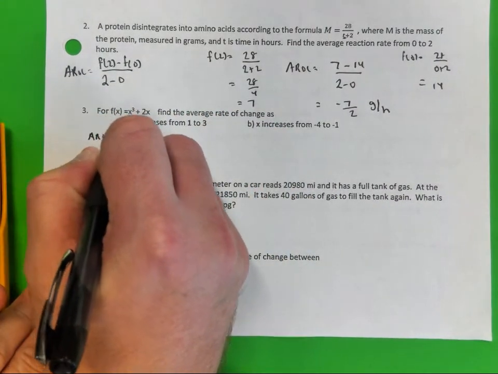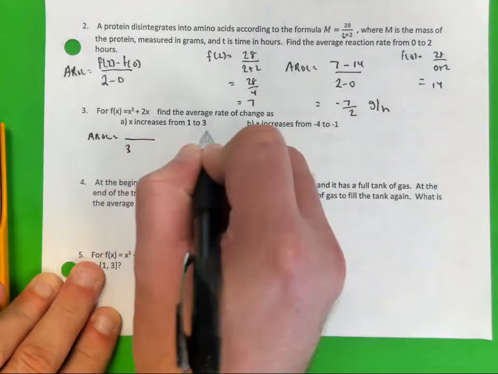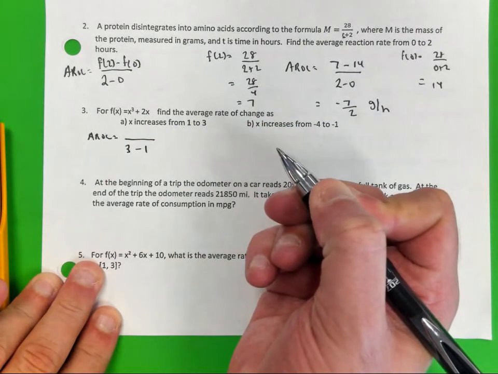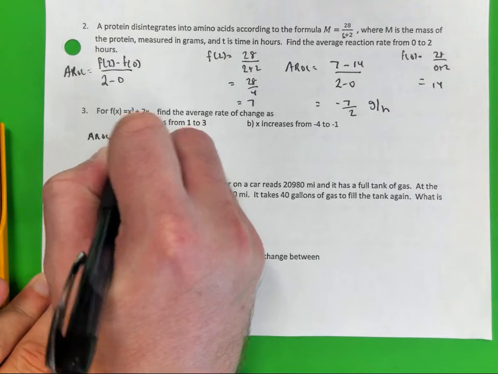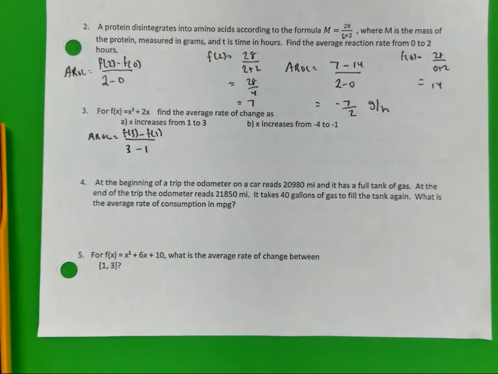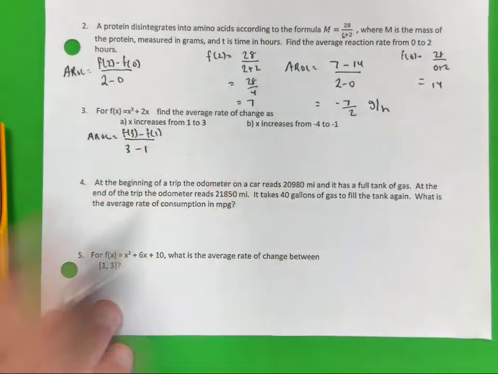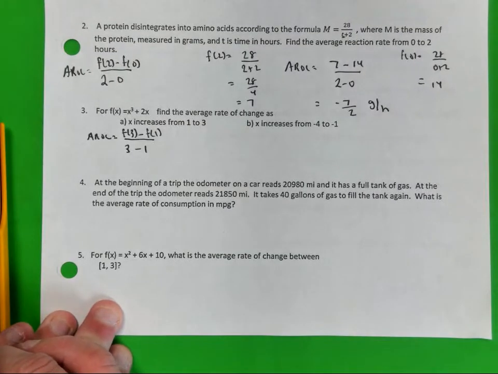AROC equals, which is x sub 2? 3 minus 1. So above it would be f of 3 minus f of 1. Is it always on the list, the x's in order? Yes. Whichever one x comes first is your x sub 1. Second one's x sub 2. Do you know the value of f of 3 by just looking at it right now? So do you need to work that out?